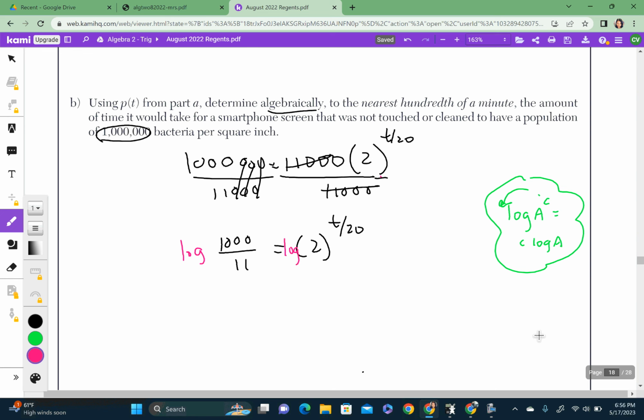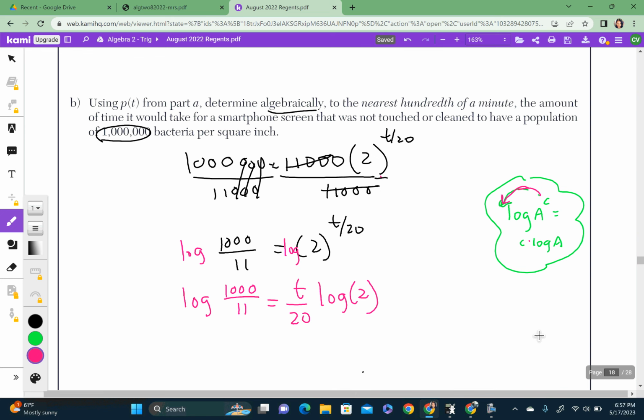And so now I gave you a little reminder right here, right? Remember when we have log of a to the c, the c gets kicked to the front. Do you remember that? So it's c times log of a. So the same thing happens over here. This t over 20 gets kicked to the front. So t over 20, oh sorry, I forgot the log. Log of 2 is equal to log of 1,000 over 11.